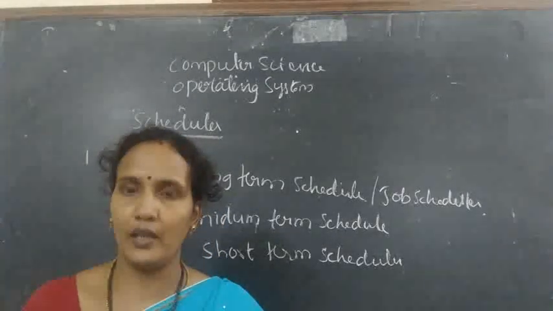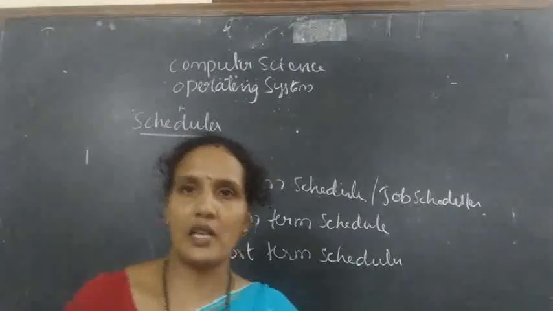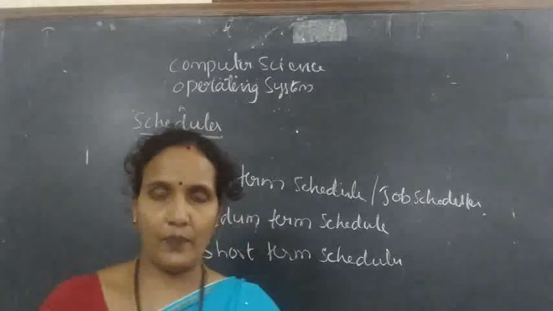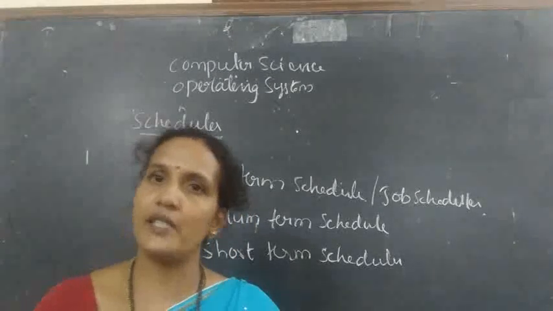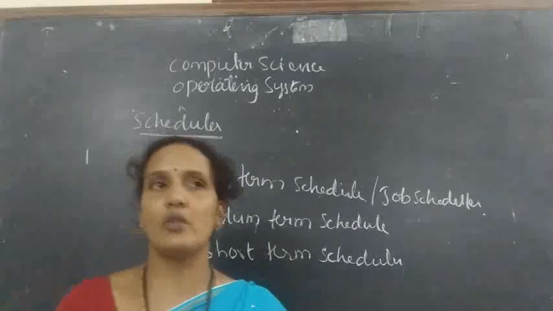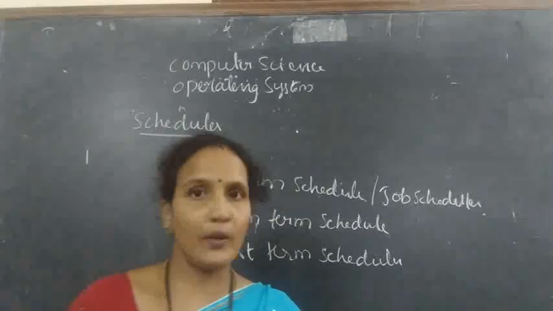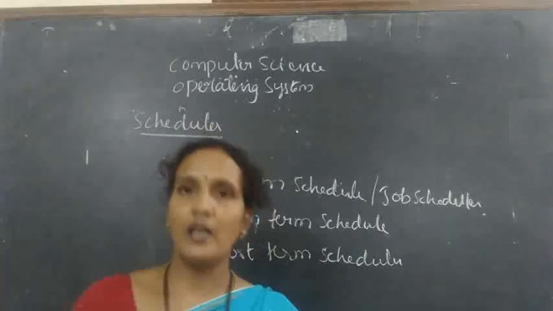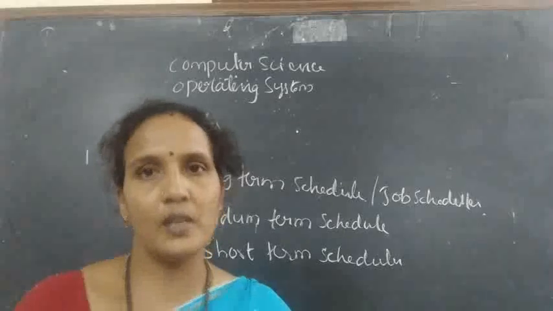What is the long-term scheduler? It is nothing but, whatever processes are there in the secondary memory and want to execute, it will select them and maintain a queue, and that queue is called the ready queue. I think you all know the ready queue. Ready queue means the processes which are ready for execution and are waiting for CPU time.